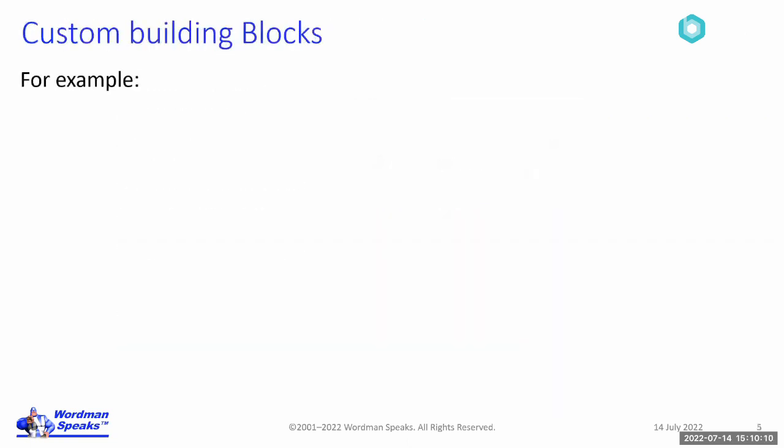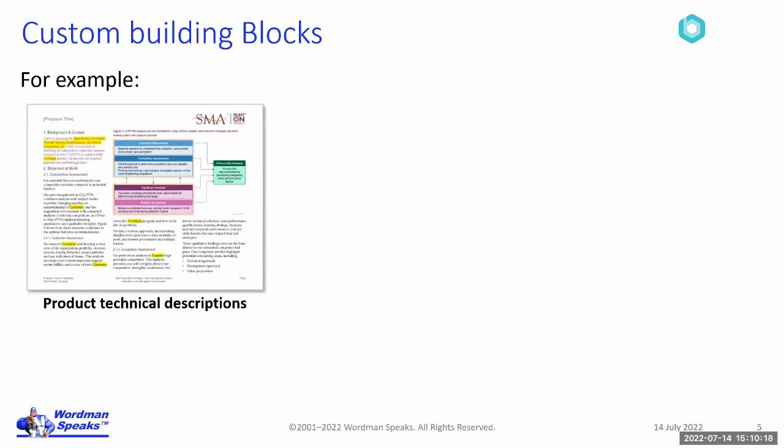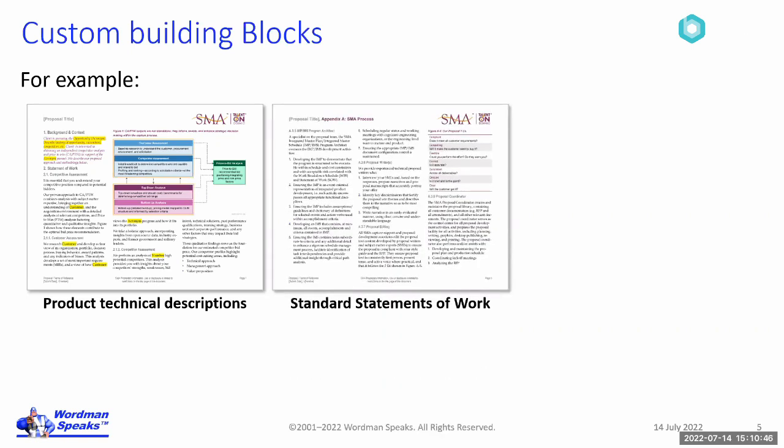So we can create our own building blocks, and this is one of the most powerful things that we can do, and we'll show you how to do that today. So, for example, you could have a product technical description, and I've got some pages here from a template that I use at SMA, where we have various solutions, like a competitive assessment, price to win, and a standard description of how we do that. I can bring that in, and then because it's just Word content, I can customize it for that specific proposal. Standard statements of work.